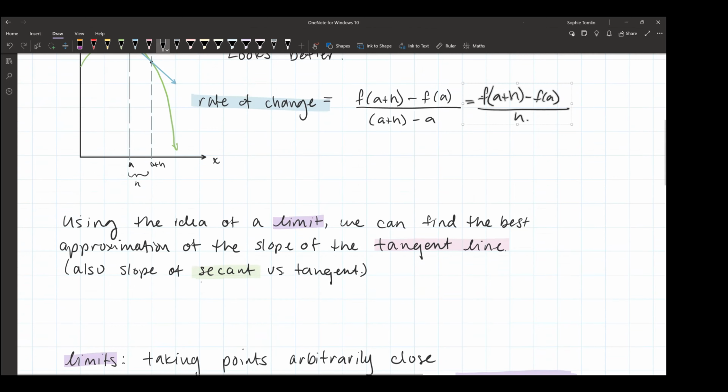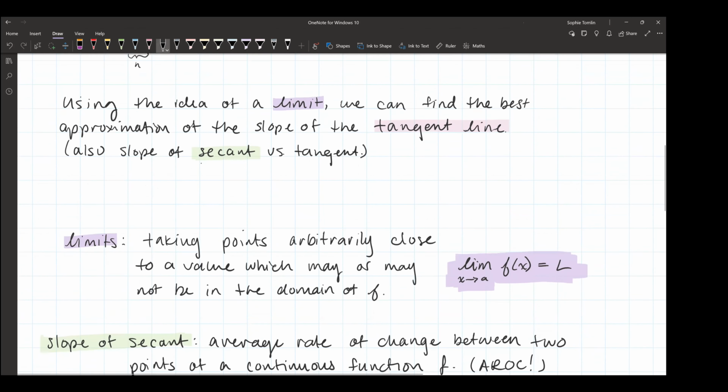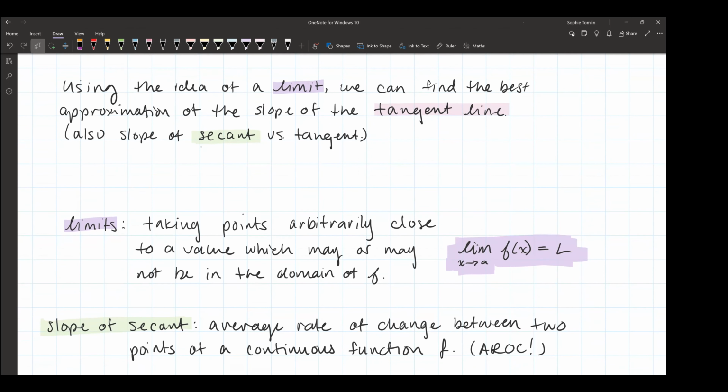Another thing that you probably talked about at the beginning of the course was this idea of a limit. You take points getting closer and closer to a specific value, which doesn't necessarily have to be in the domain of f. And we write it like this over here. You read this as the limit as x approaches a of f of x is equal to L, where L is the value.